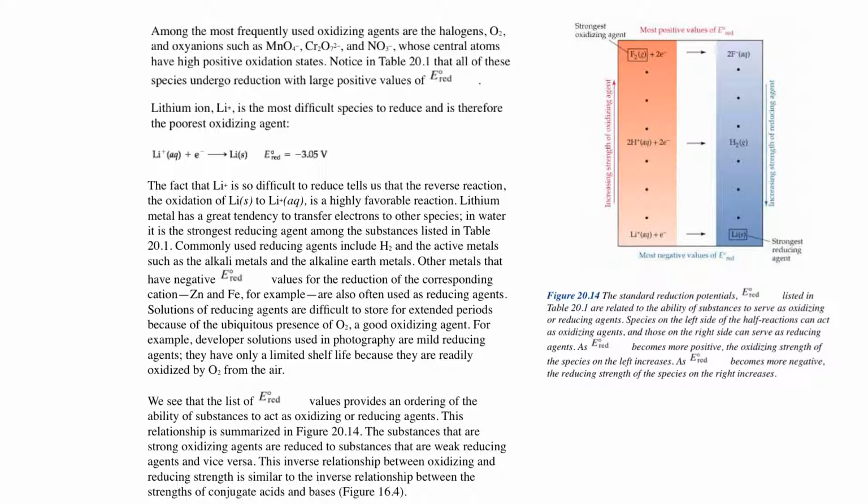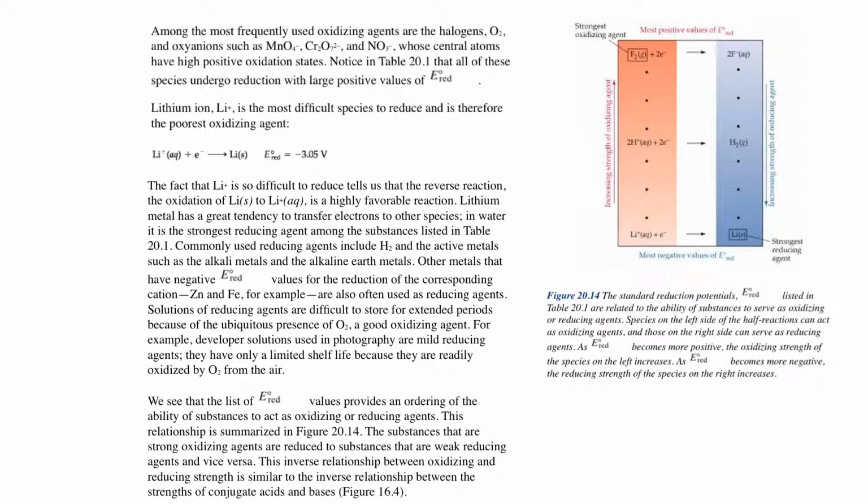The substances that are strong oxidizing agents are reduced to substances that are weak reducing agents and vice versa. This inverse relationship between oxidizing and reducing strength is similar to the inverse relationship between the strengths of conjugate acids and bases. Figure 20.14. The standard reduction potentials listed in Table 20.1 are related to the ability of a substance to serve as an oxidizing or reducing agent.